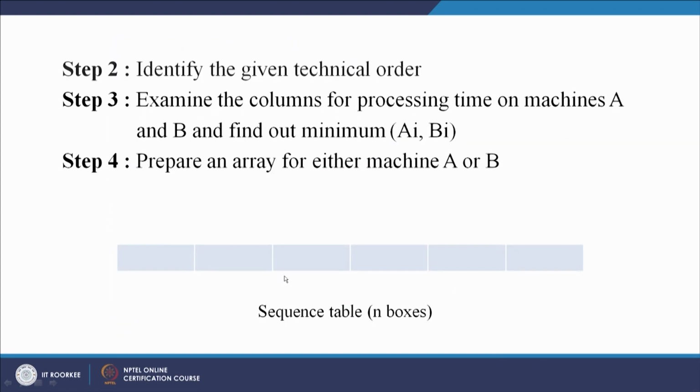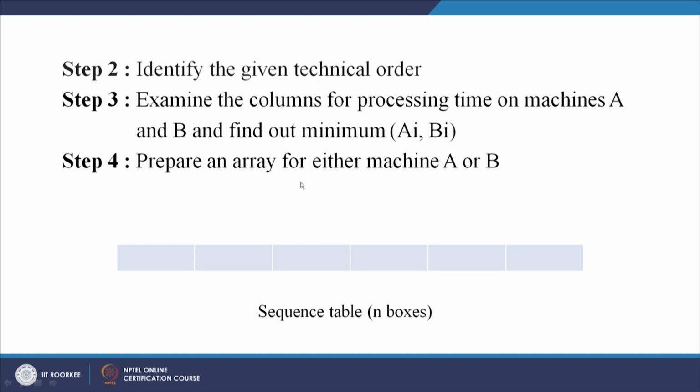Now suppose we examine the columns for processing time on machines A and B and find out the minimum values AI and BI. Certainly we will get one value AI, which can be common also. Two jobs may have the same time, so we have to look at which is the minimum time in the column for machine A and the minimum time in the column for machine B, and this time is the processing time for various jobs.